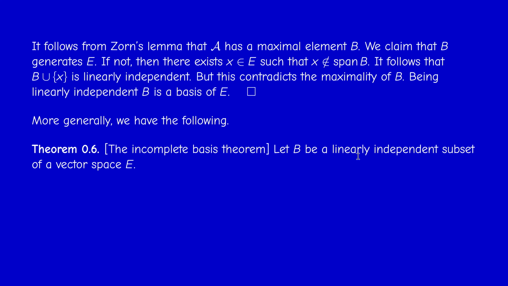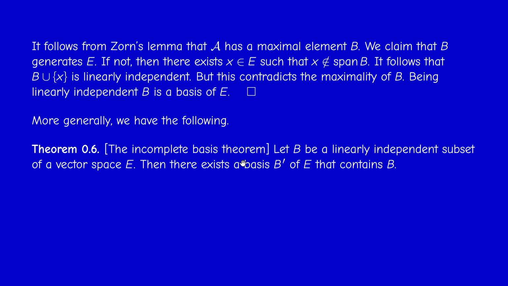And more generally, we have what we call the incomplete basis theorem. If you have a linearly independent subset B of a vector space E, then we can add to B elements so as to obtain a basis. Okay? So actually, the previous theorem was a particular case, but it's the same proof. In the previous theorem, we start with the empty set and obtain a basis. Here, we can start with any linearly independent set and add elements to it.